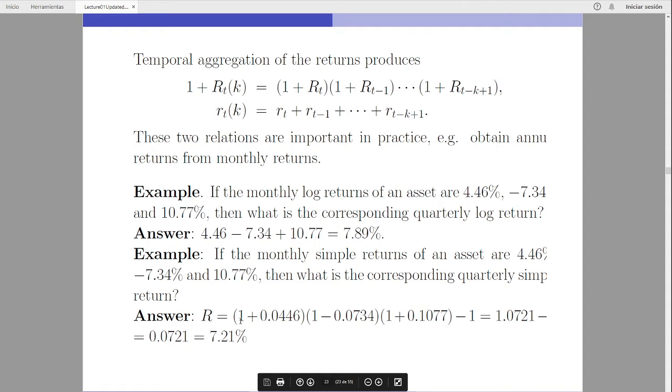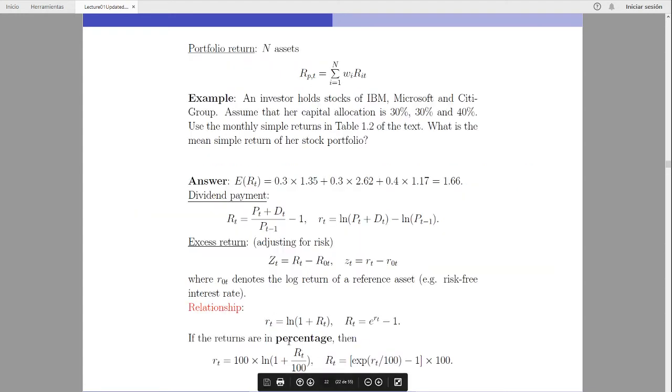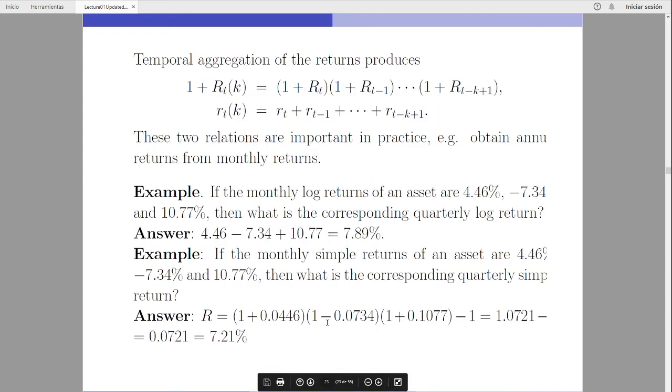So we take 1 plus this, which is, remember, divided by 100 to take the percentage, times 1 plus this percentage that we all know to be negative, times this right here. We calculate it, and we have a simple return of 7.21%.